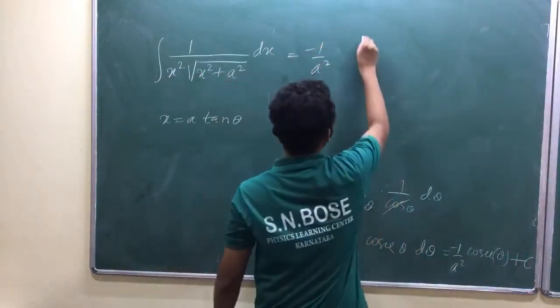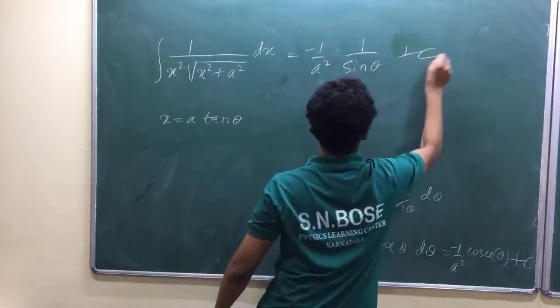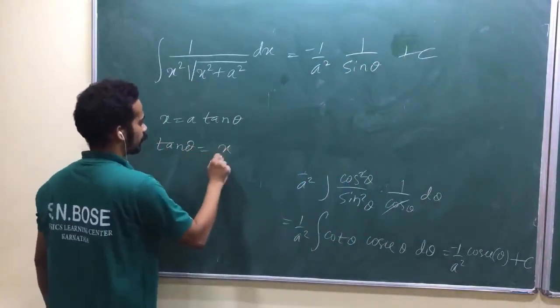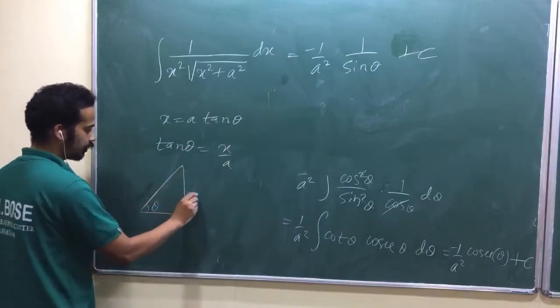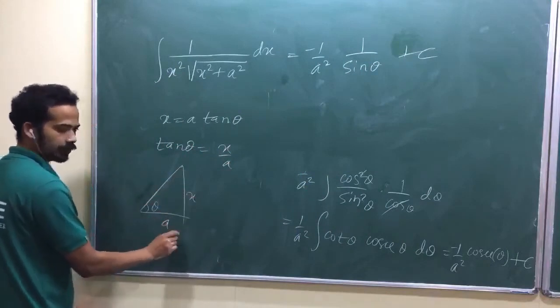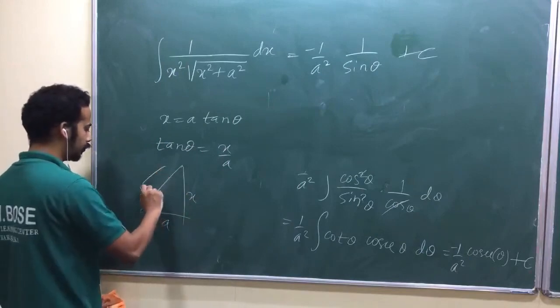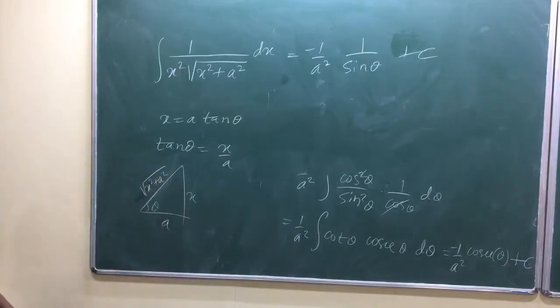cosecant theta, which I can write as 1 by sine theta, plus c. Am I right? So tan theta from this substitution is equal to x by a. Now let me go for a right angle triangle. If this is theta, this will be x, this will be a. Opposite side by adjacent, so the hypotenuse should be equal to root of x square plus a square.